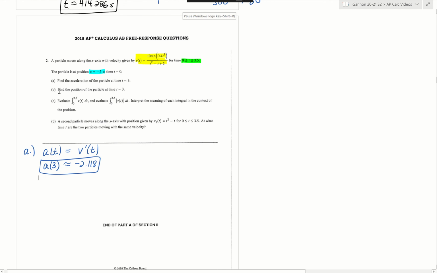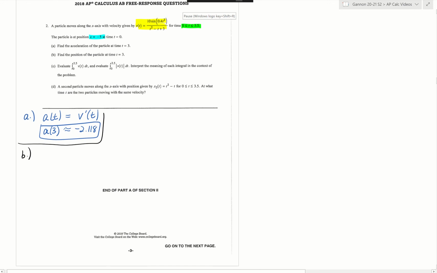All right, now for part B, let's take a look at part B. Now we want to find the position of the particle at t equals 3. So for the position, we need to know the initial position. If I want to say S of t, we'll let S of t be position. I'm just going to write that up here so I identify it. Let S of t equal position.